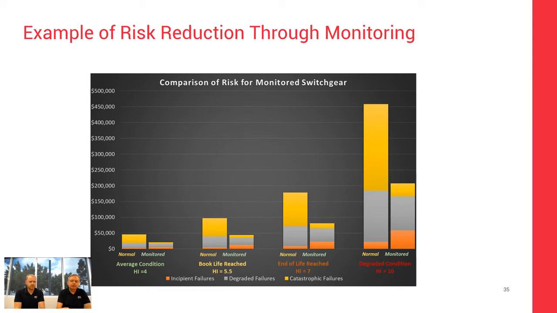So putting a monitor on an older switchgear means that it will be running less risk than it did for the many years it was running successfully without monitoring on there. So it's a reduction in risk that helps you justify that extension of life and the capital expenditure.